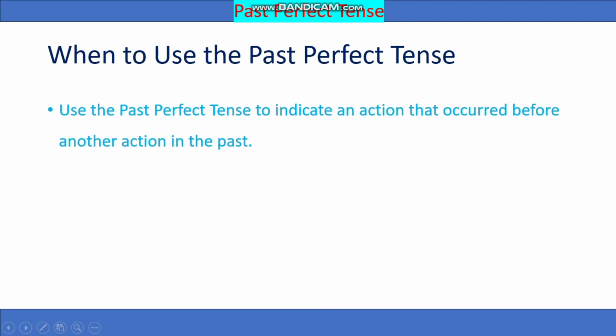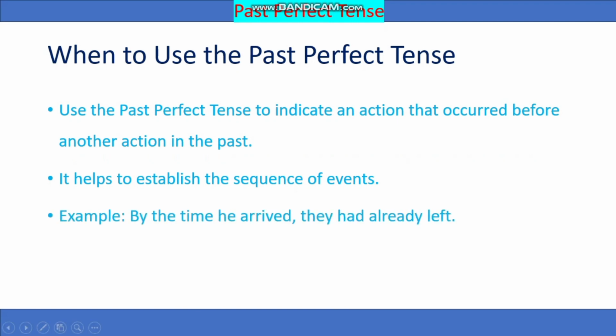When to use the past perfect tense. Use the past perfect tense to indicate an action that occurred before another action in the past. What I was saying to you, I was trying to make you understand, is this here, right? The action that happened before another action in the past. This is our past perfect tense. And when we talk about the action that was completed in the past before another action, and we are talking about it from present, we are using past perfect tense by following the structure. Another thing, it helps to establish the sequence of events. Sometimes we can say it is used to give sequence to the events. Example, by the time he arrived they had already left.